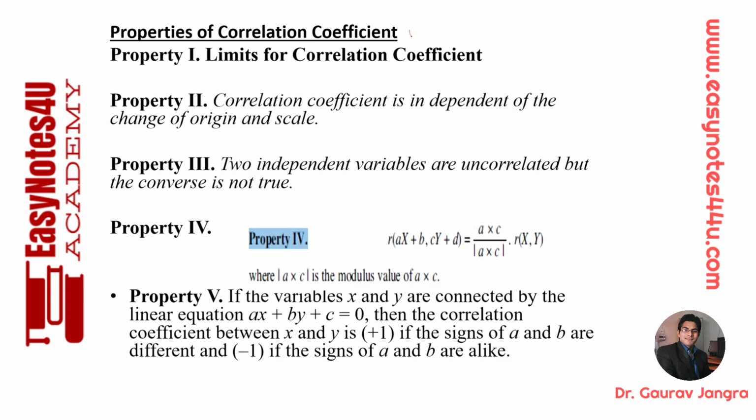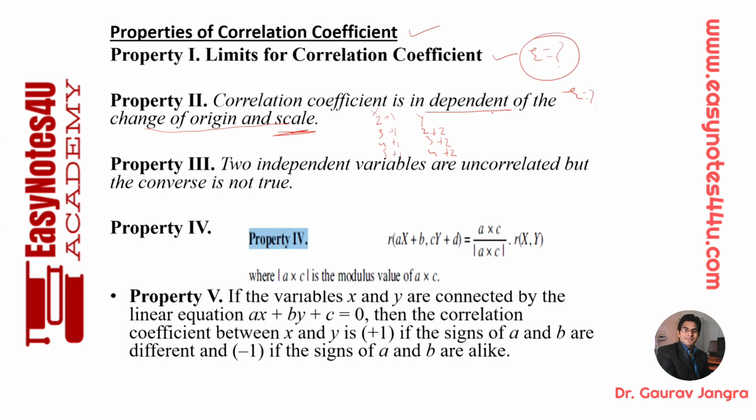Now there are some properties of the coefficient of correlation. Property 1: the correlation coefficient is independent of the change of origin and scale. When we change the origin, that is, if you add the same value to all the x values, plus 1, plus 1, plus 1, and to y you add another value, plus 2, plus 2, plus 2, whenever you change the values, it changes the origin.